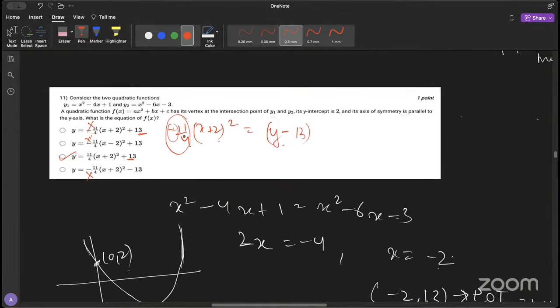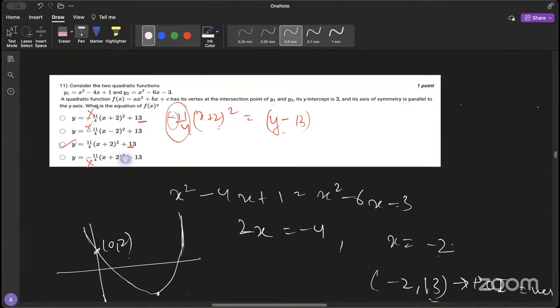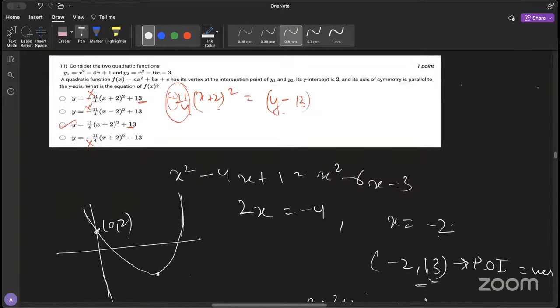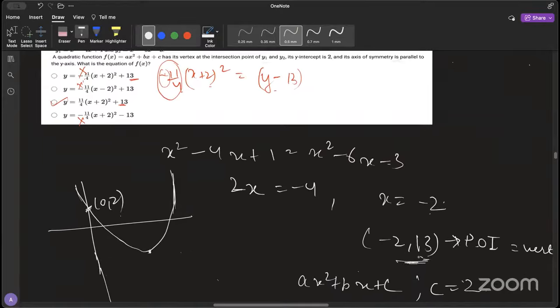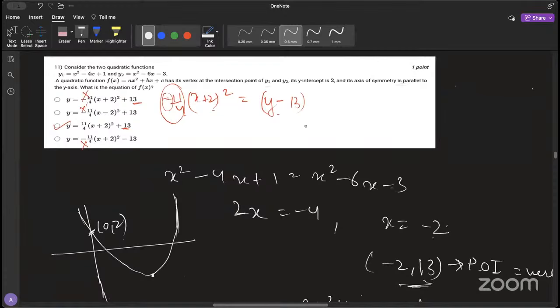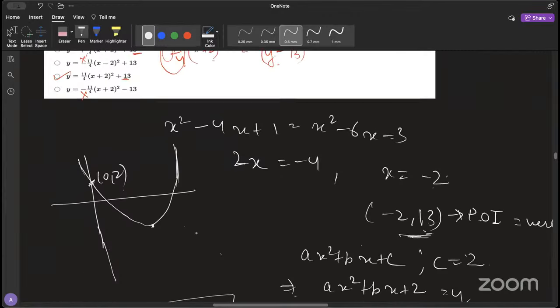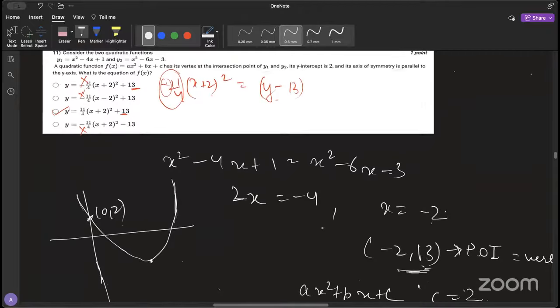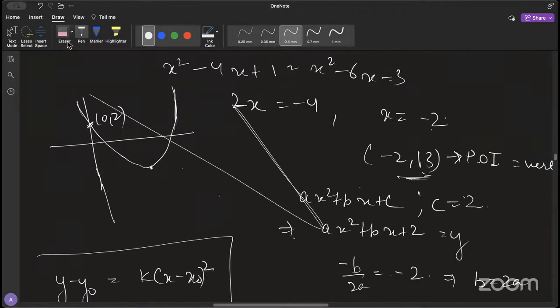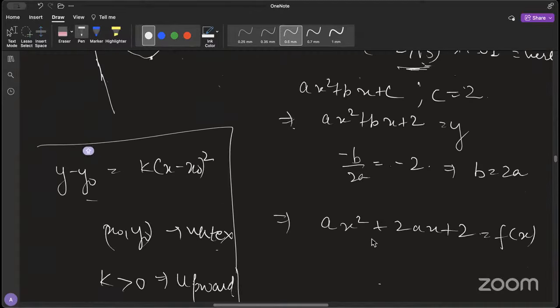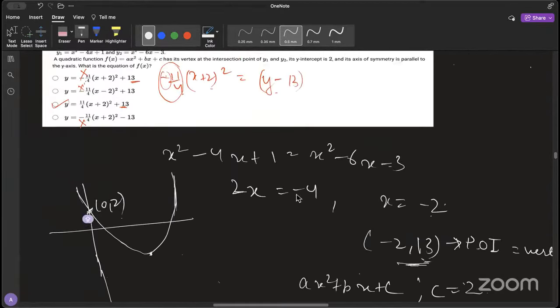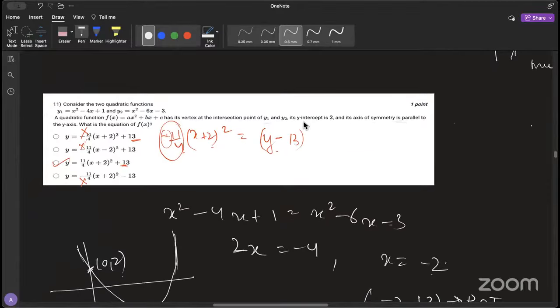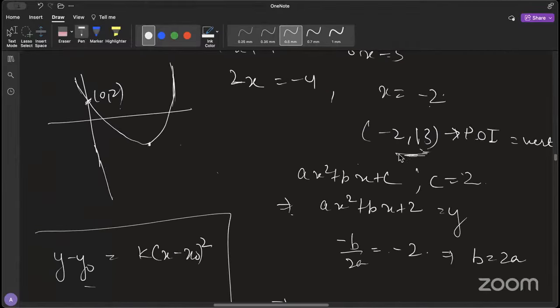Okay, let's check again if we've made a mistake somewhere. We have been given the point of intersection. I don't think the point of intersection is incorrect, and that's not something that's incorrect with this equation. The problem is with k, right? The leading coefficient is creating the problem. It says that your y-intercept is 2.